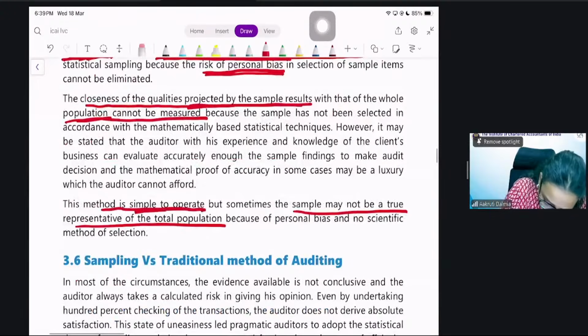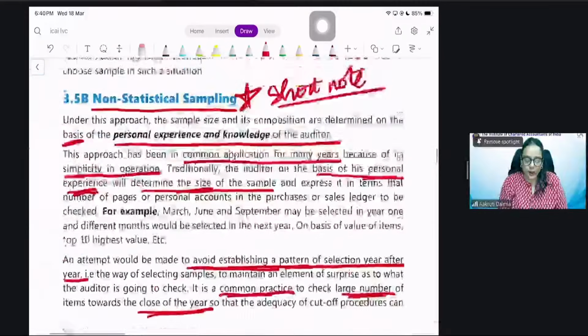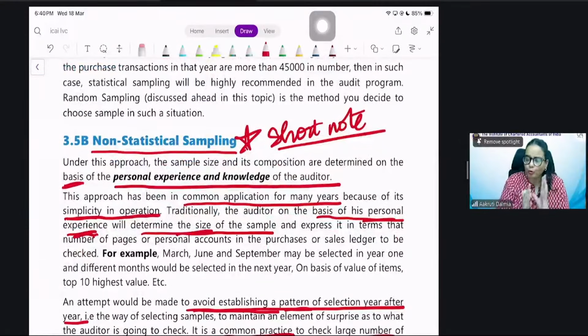It is simple to operate, but sample may not be a true representative of the population. So if you remember these kind of points, you can write a proper short note that can come in exam regarding non-statistical sampling. Okay.